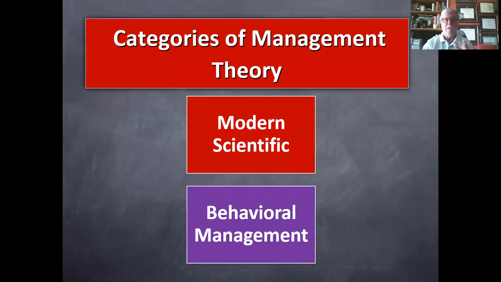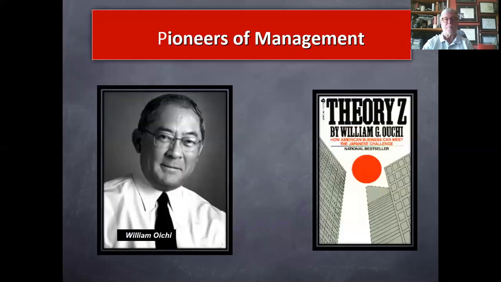So let's take a look at these categories of management: modern scientific and behavioral management. Now, here is a professor of management at UCLA, and his name is William Ouchi. Ouchi was very interested in why Japanese management had produced such a successful presence in the market and overtaken many manufacturers in America. So let me give you a little bit of background for him before I begin.